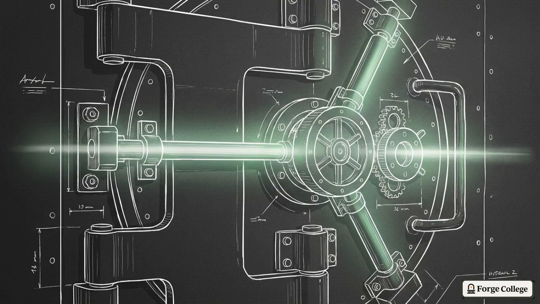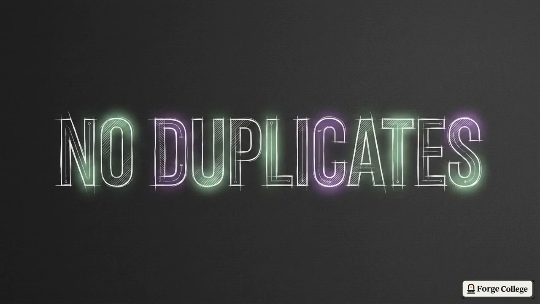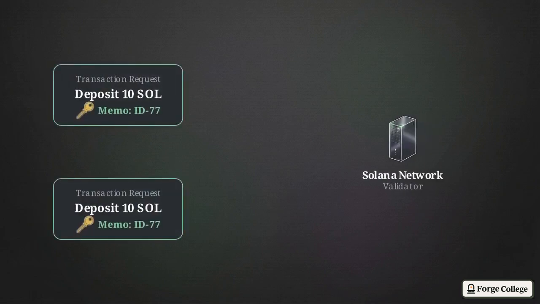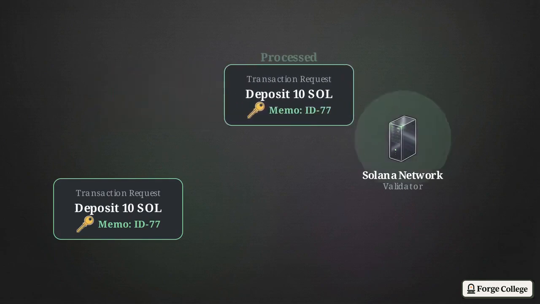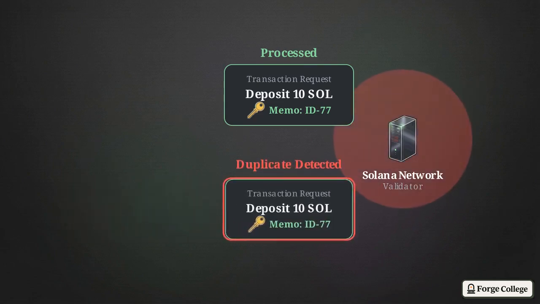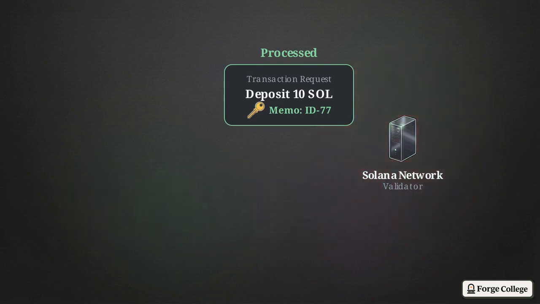To survive real-world chaos, the script must be upgraded so it can recognize and reject duplicate actions. We solve this with a concept called idempotency. It is the exact same safeguard that prevents an online store from double charging your credit card if you accidentally refresh the checkout page. On Solana, you implement idempotency by passing a unique key via a memo instruction. When the network sees a transaction bearing a key it has already processed, it simply ignores the duplicate request.